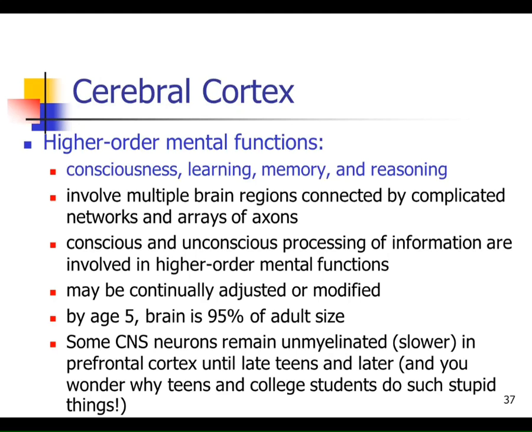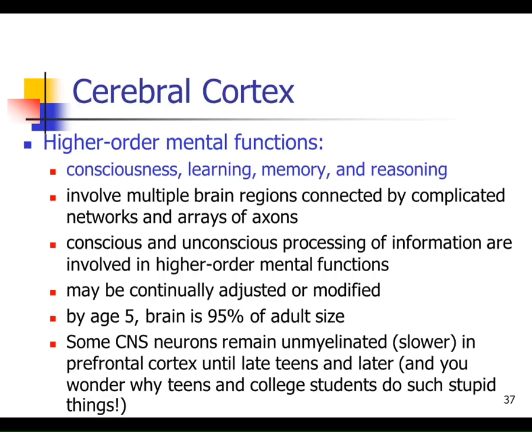Okay, so the last couple of things. The cerebral cortex is that, right? The cortex. This is, again, the highest mental functioning area of your brain. This is where your consciousness, your memory, your reasoning skills, the things that make you largely human, because we have the most beautifully designed cerebral cortex of all the animals.